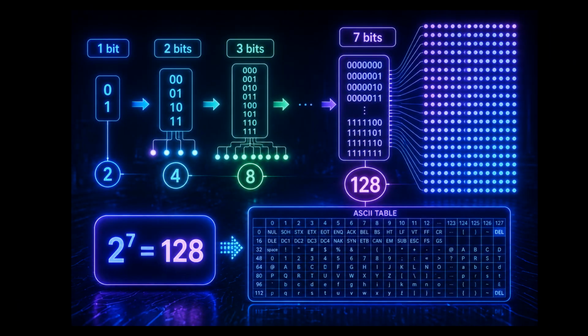Let's see why 7 bits give us 128 possible codes. With 1 bit, we have 2 possibilities, 0 and 1. With 2 bits, we have 4 possibilities. With 3 bits, we have 8. As we add more bits, the number of combinations keeps doubling. So with 7 bits, we calculate 2 to the power of 7, and that equals 128. This means ASCII can represent 128 different codes.